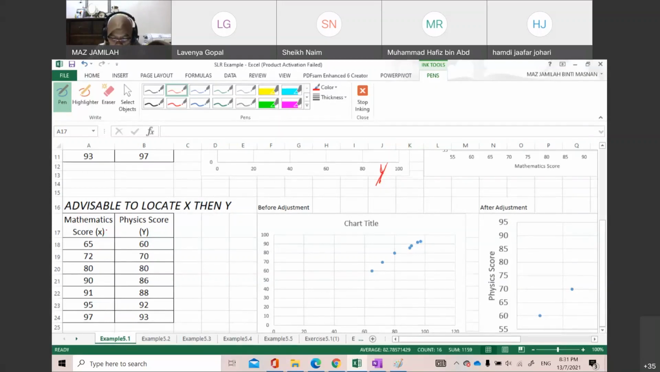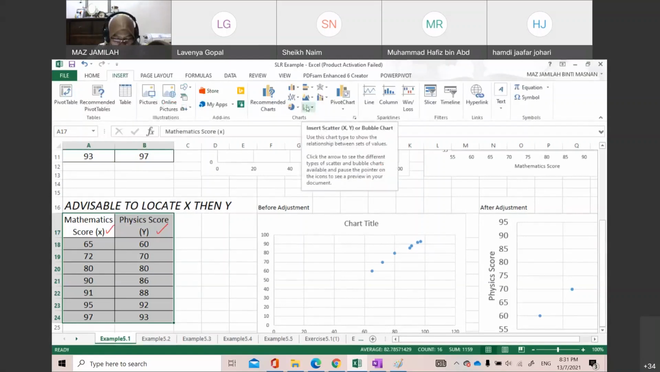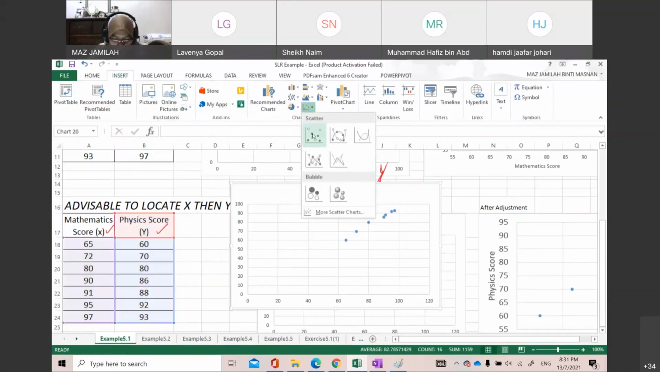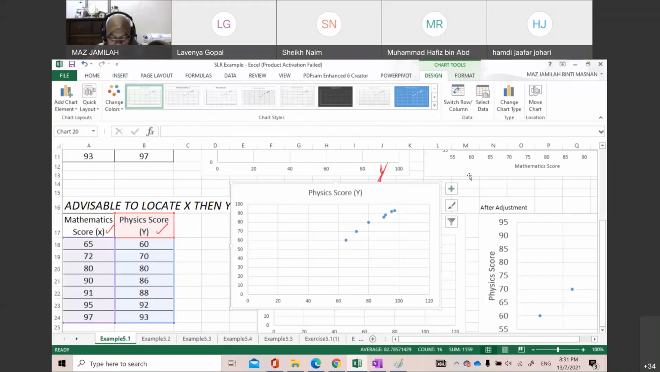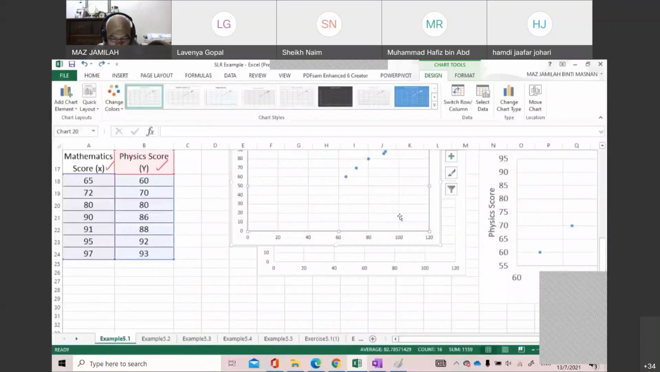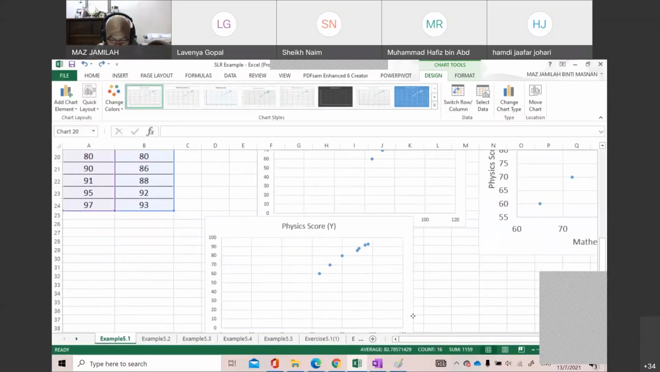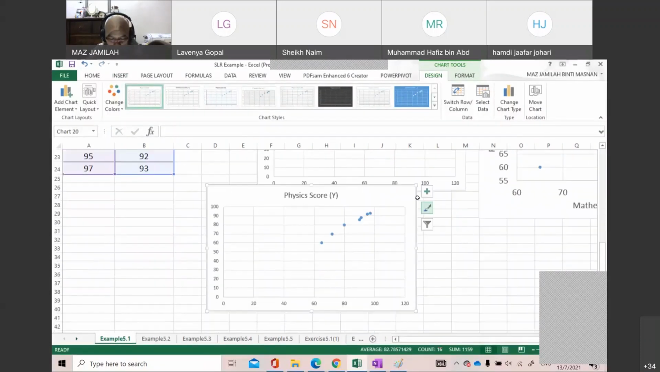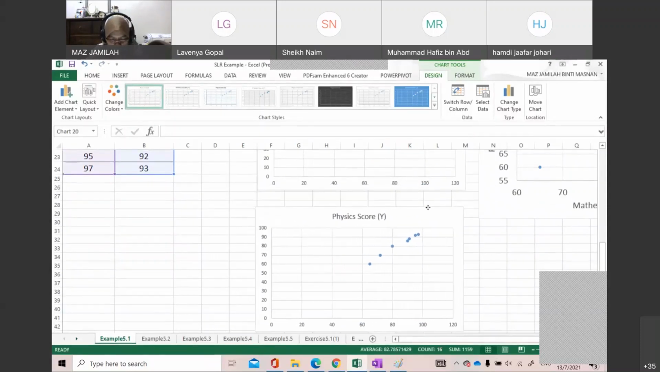Oh, sorry. In here, you insert. That would be for analysis, okay? Highlight your data, go to insert, and then choose scatter plot. Okay? And coincidentally, you are going to be given this particular unprocessed graph. So you have to do something with your graph.